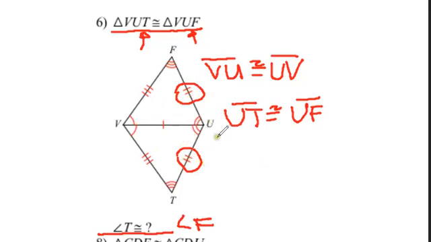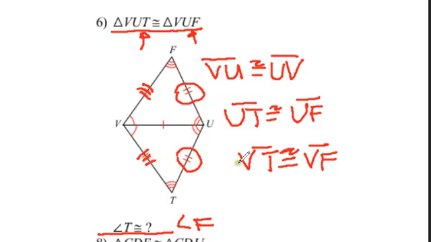Just from looking at the diagram, since they gave me the diagram, I can see that VT has to be congruent to VF, right? Because they both have the 3 marks on them: 1, 2, 3, and 1, 2, 3. And of course, look in the congruence statement, VT is the first one and the third one. VF is the first one and the third one. They're in corresponding places in the congruence statement.